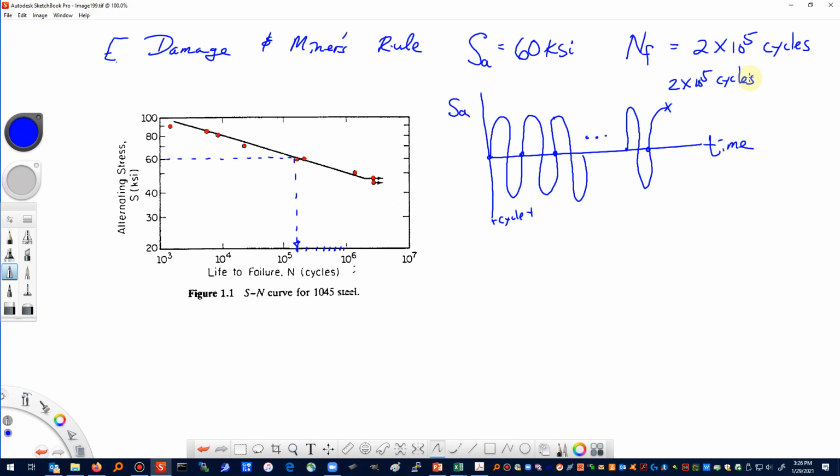We have a finite life. We're not less than the endurance limit stress, so it is going to break. And this is for 1045 steel, so this is a ferrous type alloy. All right, well, let's think back about what happened in our paperclip experiment that we talked about at the very first day of class.